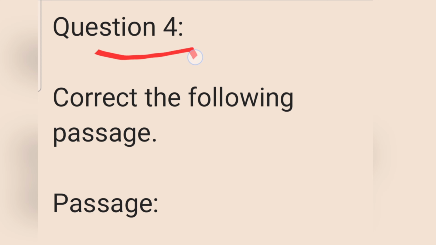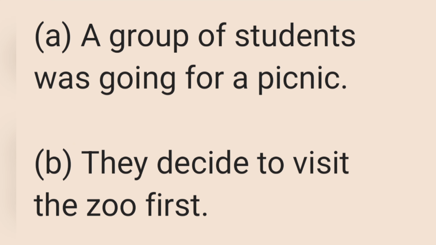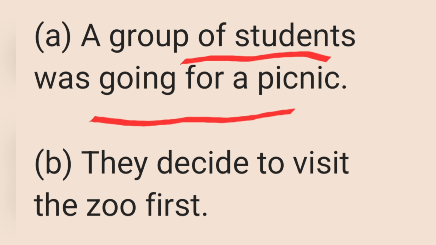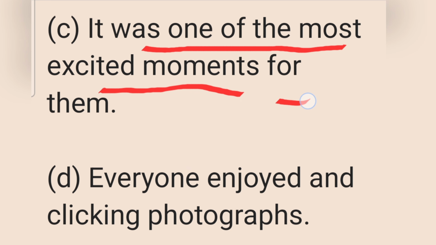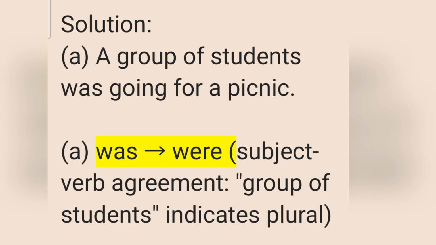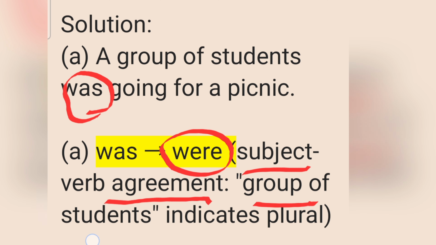Now let's see question 4. That is the following passage. A. A group of students was going for a picnic. B. They decide to visit the zoo first. C. It was one of the most excited moments for them. D. Everyone enjoyed and clicking photographs. Now let's see the solution. In sentence A, a group of students was. So was is wrong here. Instead of was, were will come, because according to subject verb agreement, group of students indicates plural.